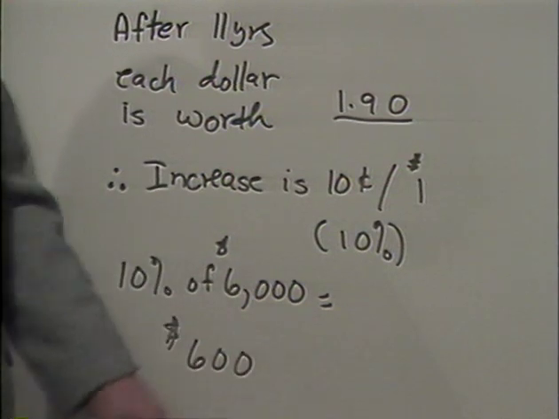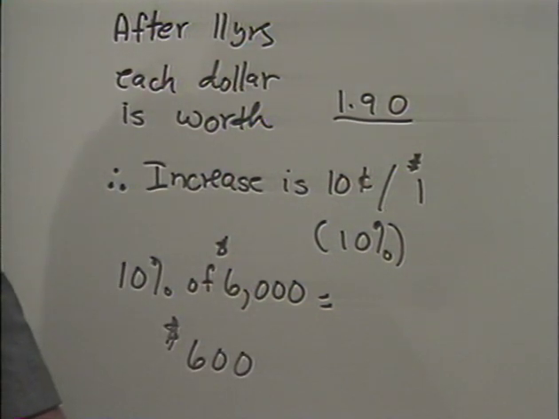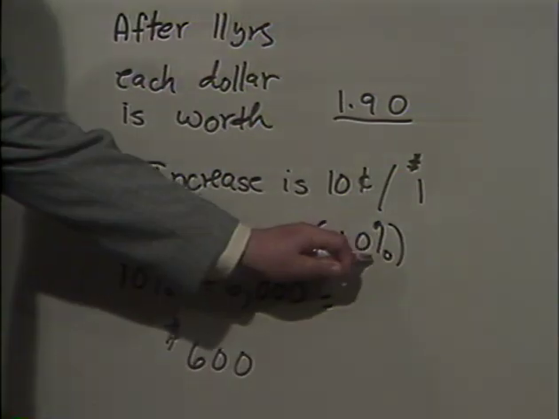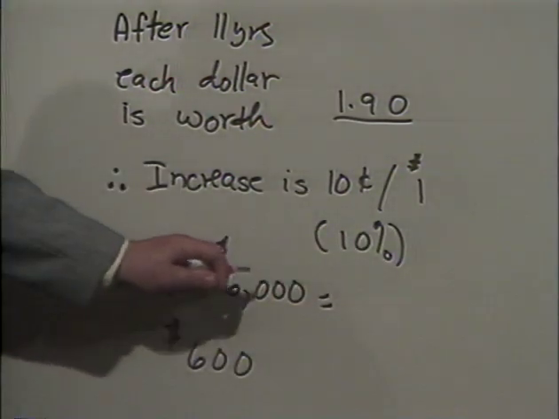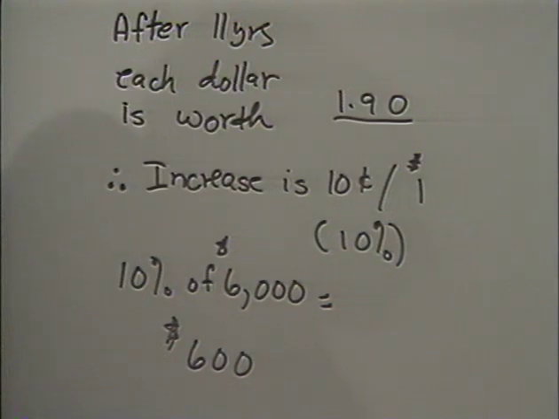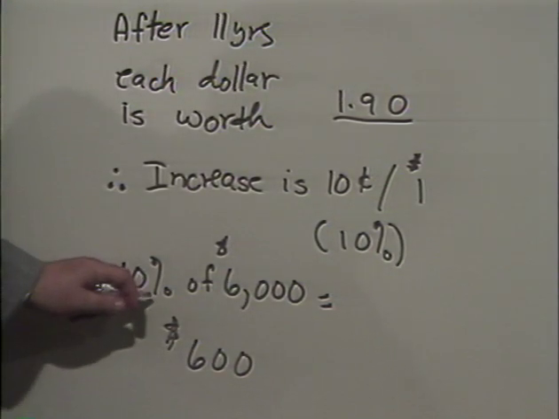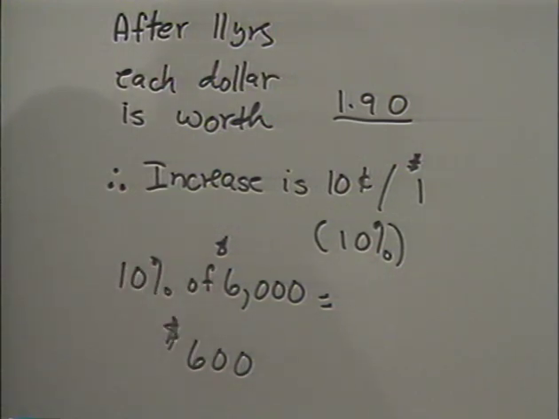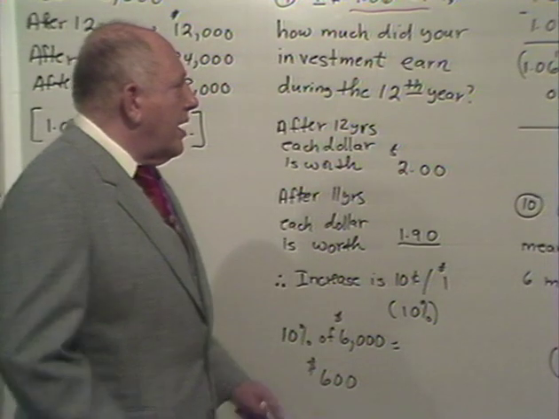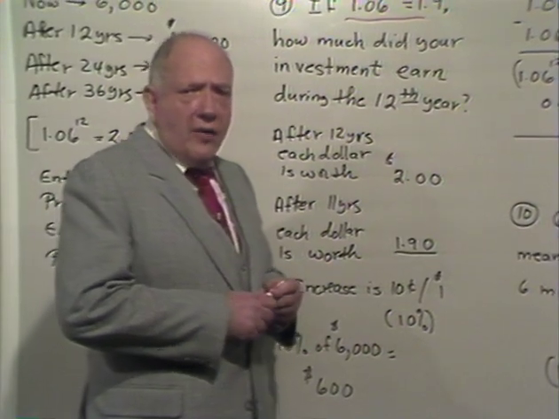I have $6,000 in there, so I'm going to get 10 cents 6,000 times. Look at it this way. I'm making 10% of the $6,000. 10% means 10 cents on each dollar. That's a rate. So now I just take 10% of 6,000. That's $600.